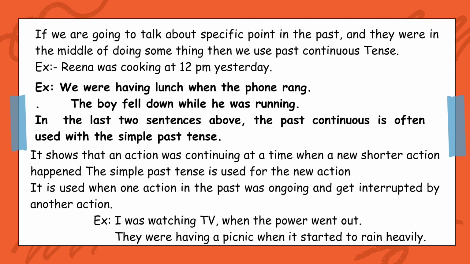In the last two sentences above, the past continuous is often used with the simple past tense. It shows that an action was continuing at a time when a new shorter action happened. The simple past tense is used for the new action. It is used when one action in the past was ongoing and gets interrupted by another action. I was watching TV when the power went out. They were having a picnic when it started to rain heavily.